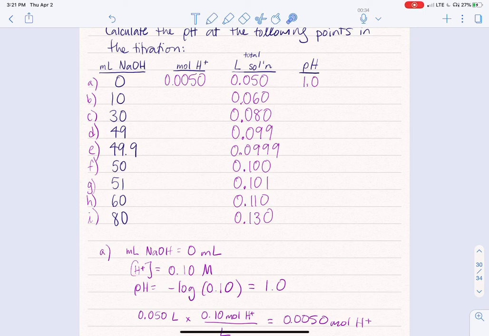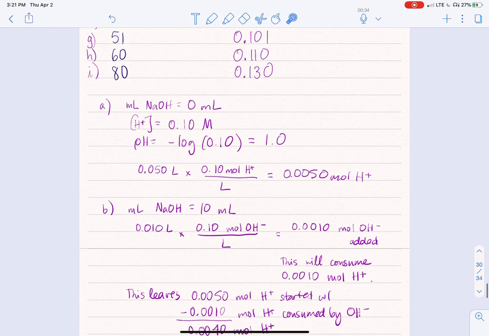Let's go to the second point in the titration where I've added 10 milliliters of the 0.1 molar sodium hydroxide. 10 milliliters, or 0.01 liters, multiplied by the concentration of sodium hydroxide, remember the problem told us it's 0.1 molar, tells us that I have added 0.001 moles of hydroxide at this point in the titration. Now, this hydroxide is going to react mole for mole with protons. So it will consume exactly 0.001 moles of protons.